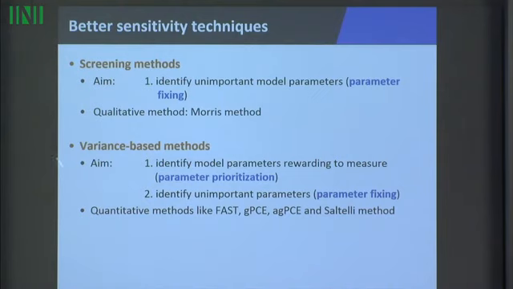The gold standard at this moment is the so-called variance-based method. And the variance-based method I can use for fixing and for prioritization. And you can calculate all the metrics, which I will explain later, with all kinds of methods. You have the Fourier amplitude sensitivity test. It's a frequency domain analysis to find out which are the important parameters. You have generalized polynomial chaos expansion. You have the adaptive generalized polynomial chaos expansion, and you have the gold standard, the Saltelli method, which is an efficient Monte Carlo approach actually.